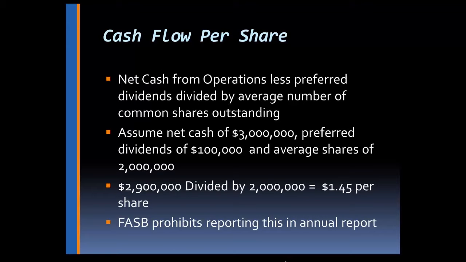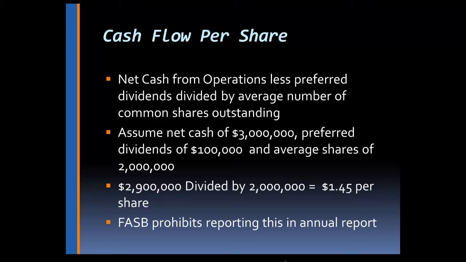Cash flow per share is calculated by taking the net cash from operations less any preferred dividends that are paid out, divided by the average number of common shares. Now let's assume that we had net cash provided by operations of $3 million. We had preferred dividends of $100,000, and we had average shares outstanding of 2 million. So we divide 2,900,000 by the average shares outstanding, and we get $1.45 per share.